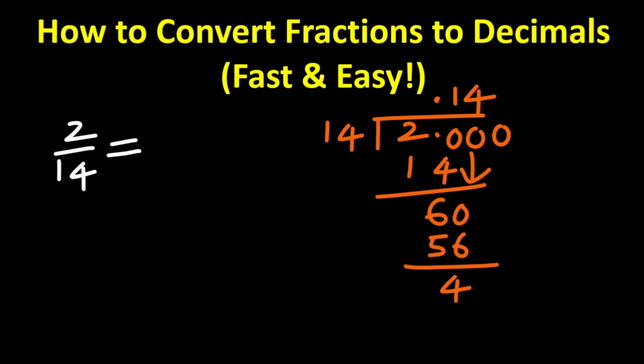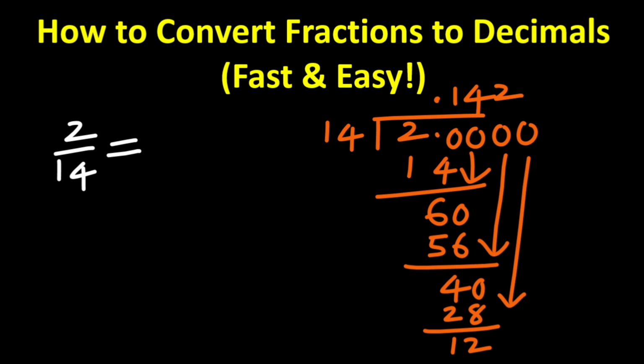Now you can add a 0 here. And we bring down that 0. This becomes 40. Now 14 times 2 is 28. Now 40 minus 28. That's going to be 12. Again, now you can add a 0 and you can bring down that 0 here. This becomes 120. Now let me write this 120 here. And now you can do 14 times 8. That becomes 112. So 120 minus 112, that's going to be 8.